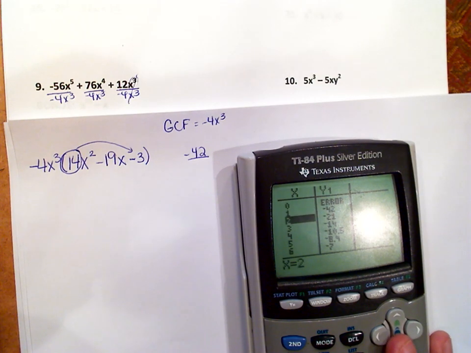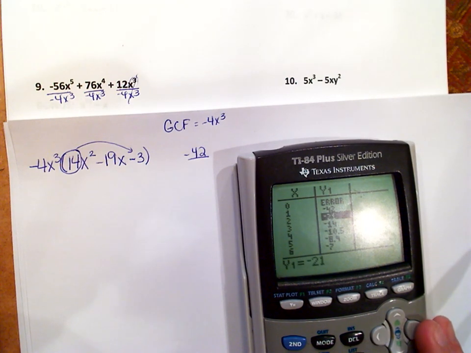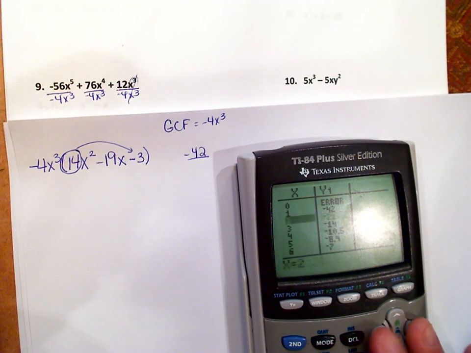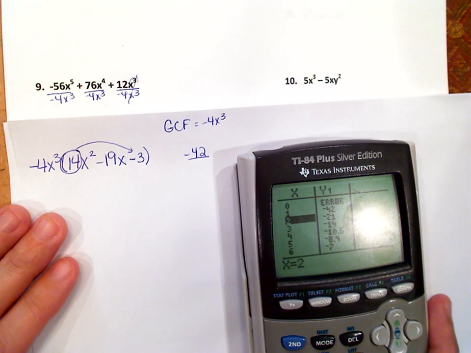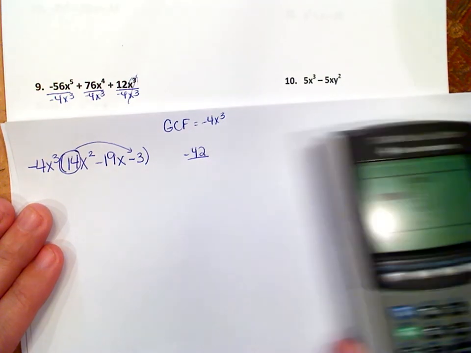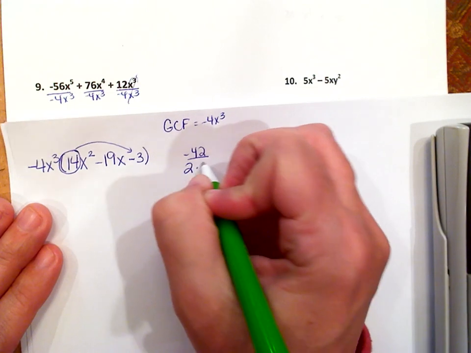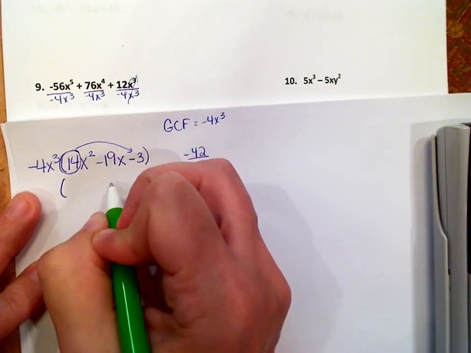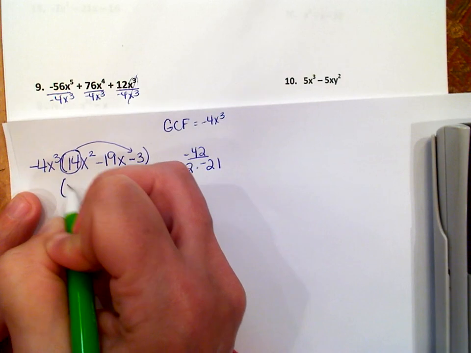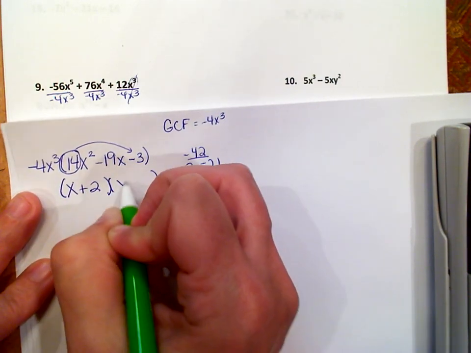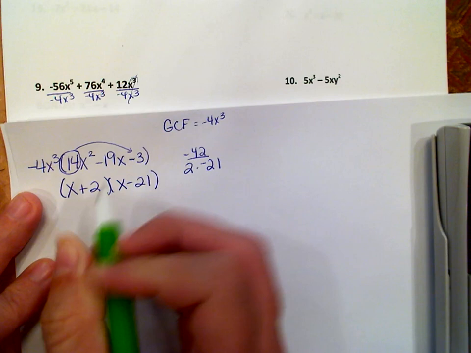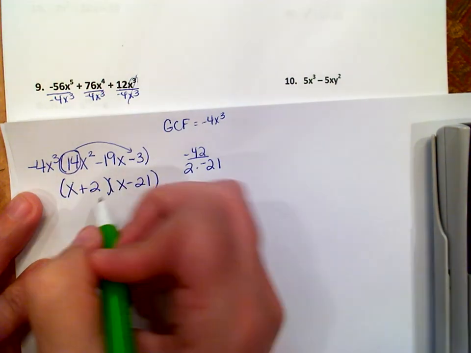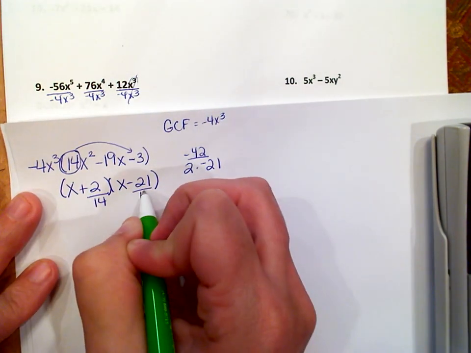So if you look right here, you've got 2 and negative 21. 2 times negative 21 is negative 42. And when you add those two together, you get negative 19. So these are my two factors that I'm going to use, 2 and negative 21. I'm going to do my two sets of parentheses, and we're going to have x plus 2 and x minus 21. And since I multiplied by 14, you're going to have to divide by 14.